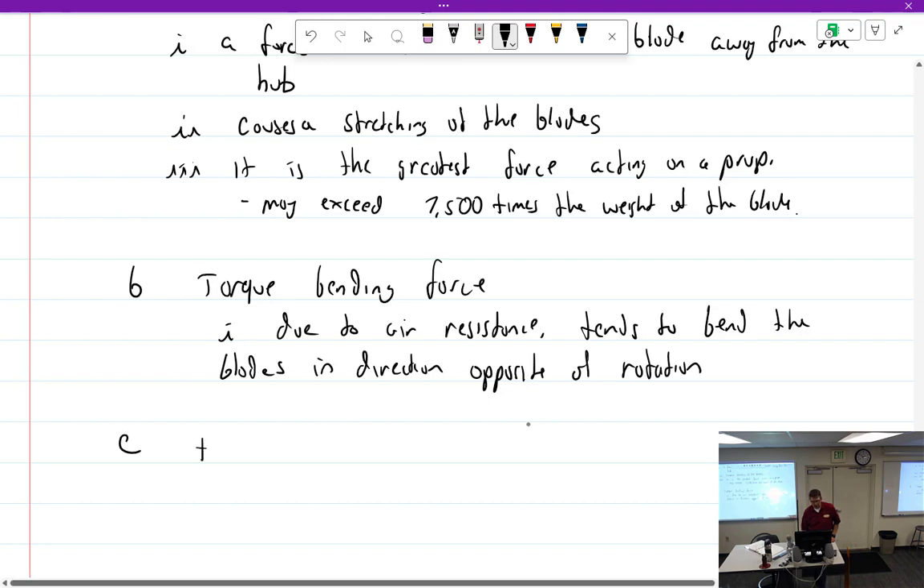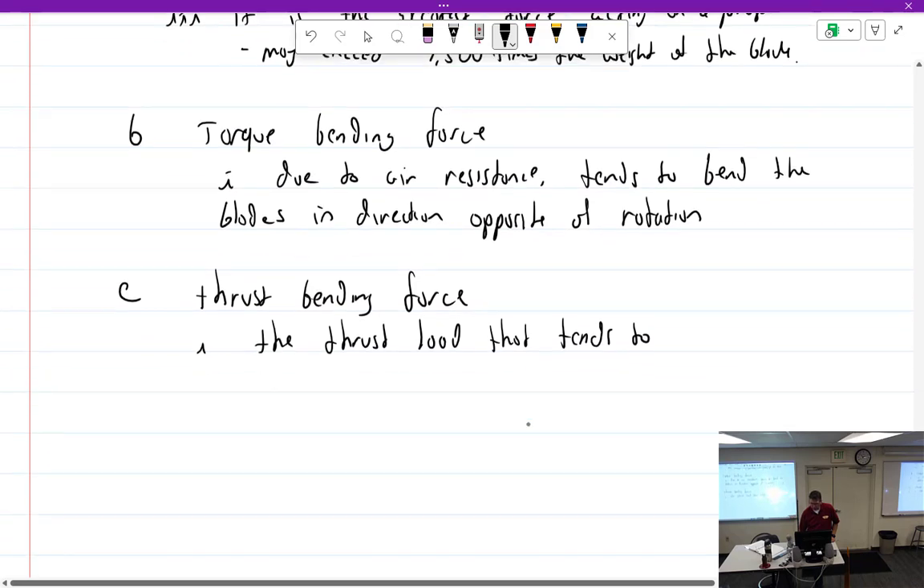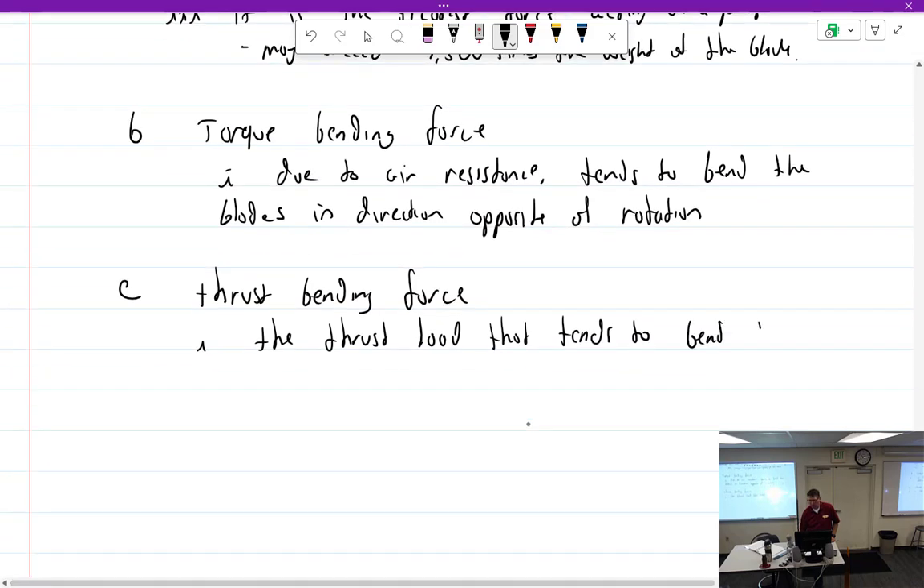C, thrust bending force. That is the thrust load that tends to bend the blade forward as the aircraft is pulled through the air.